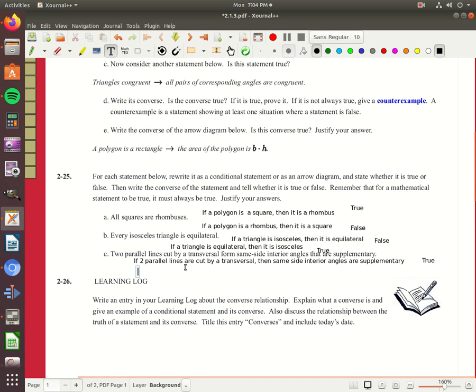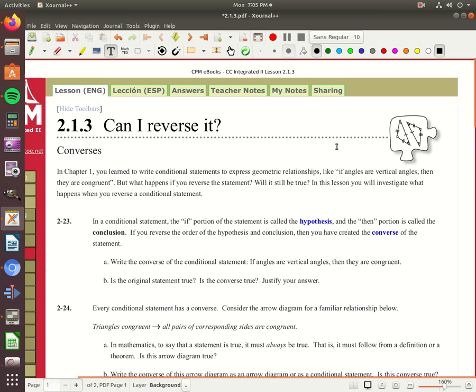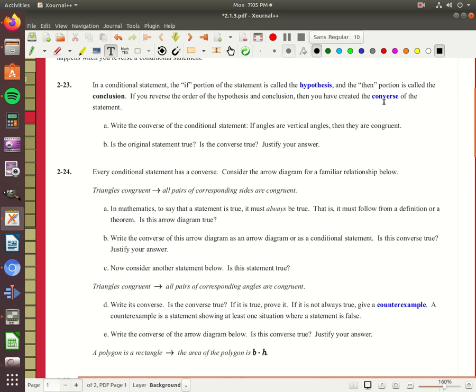So let's go ahead and change that. If same side interior angles are supplementary, then two lines are parallel. And again, I'll say, well, geez, if the same side interior angles are supplementary, then yeah, probably those lines are parallel as well. So hopefully we understand the idea of a conditional statement and the converse.